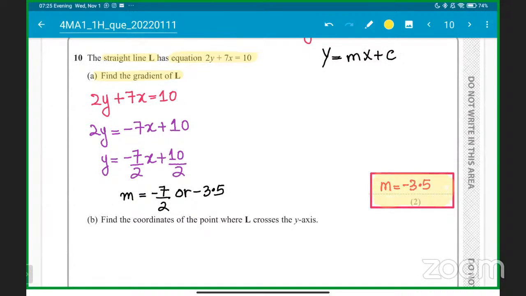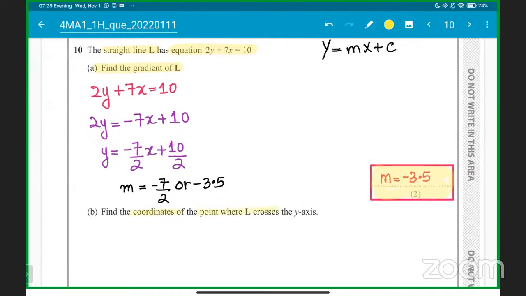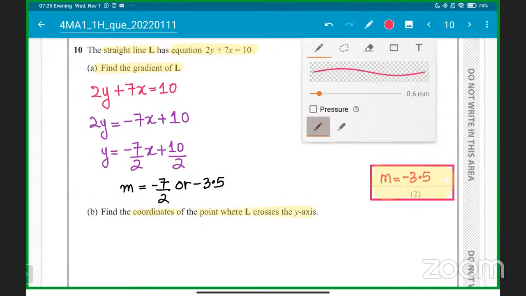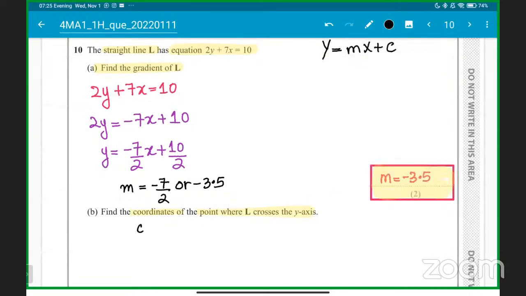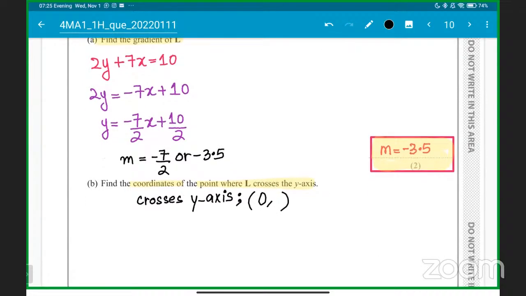Next thing we talk about is find the coordinates of the points where the line crosses the y-axis. Always remember, crosses the y-axis means x is 0, okay? So when x is 0, what are the coordinates? You have 2y plus 7x equals 10, and when x is 0, you plug it in: 7 times 0, so 2y equals 10.